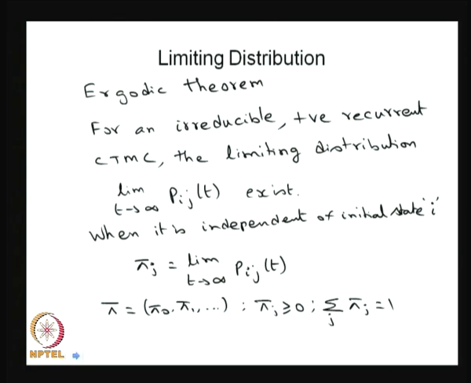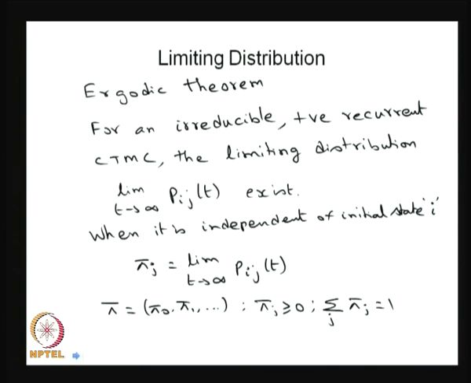It need not be independent of the initial state. Suppose it is independent of the initial state, then I can write the limiting probability of Pij of t as pi j, since it is independent of i. Then I can form a vector, and since it is a limiting distribution, it is a probability distribution. Therefore, these probabilities are always greater than or equal to 0, and the summation of the probabilities is going to be 1. It will not be defective, it will not be less than 1. That is what the ergodic theorem says.